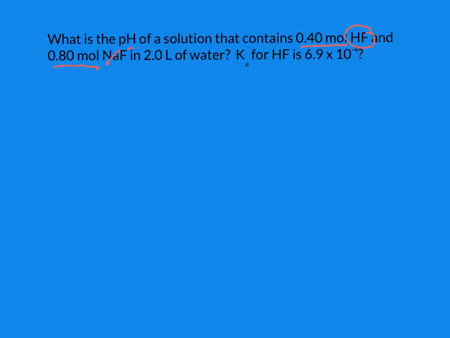If we want to do a second problem using moles instead of molarity, again, I've got a weak acid and its conjugate weak base. So I just go ahead and fill into my Henderson-Hasselbalch equation. Okay, my Ka, and then the moles of the acid. Remember, it's okay to use moles. I could change it to molarity if I want to, but it's kind of a waste of time.